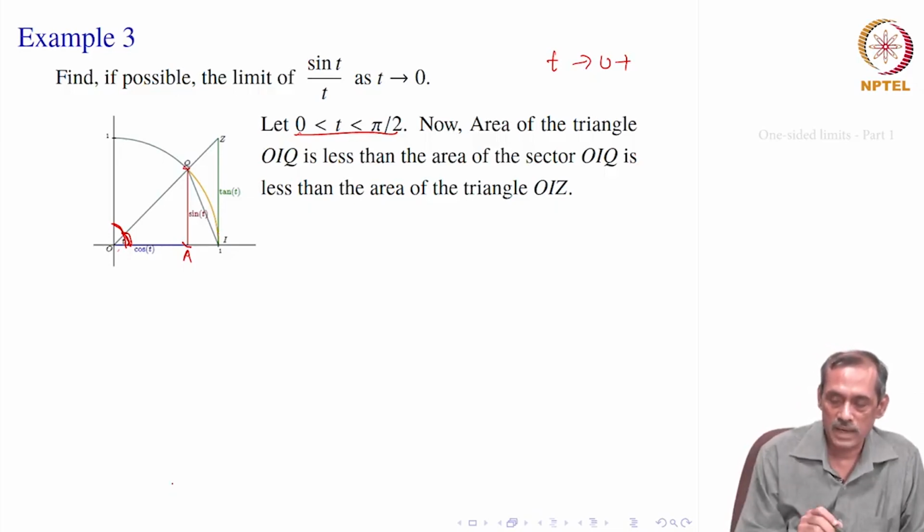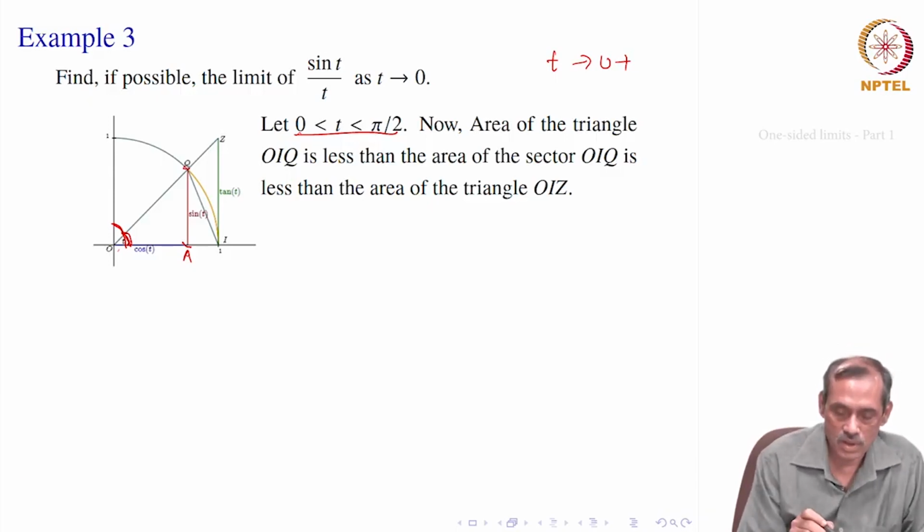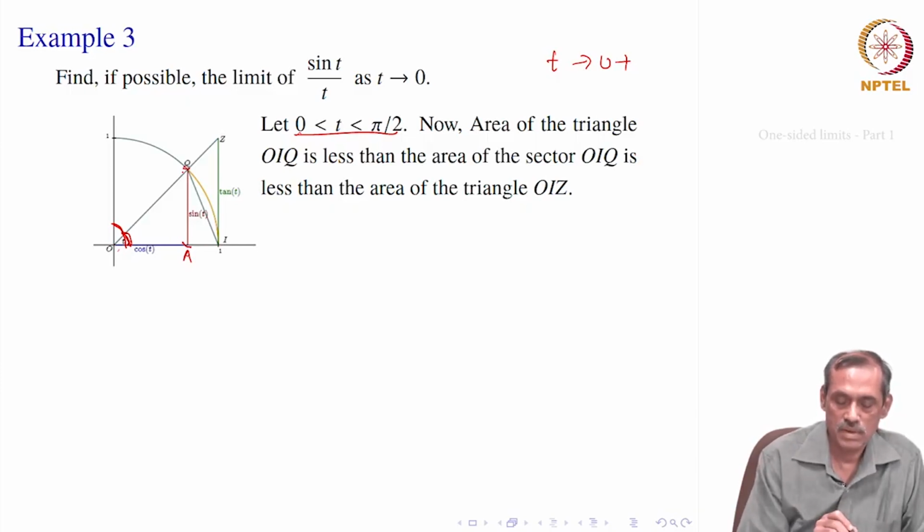So, now we are going to compare the area of the triangle OIQ and the sector OIQ and the triangle OIZ. Let us compare the areas of these. So, as the geometry shows, the area of the triangle OIQ should be less than the area of the sector OIQ, and that is less than again the area of the triangle OIZ.